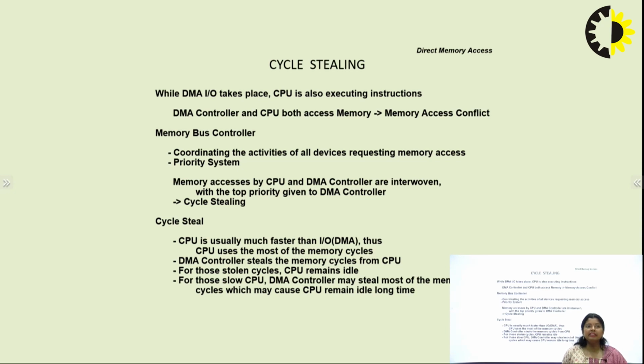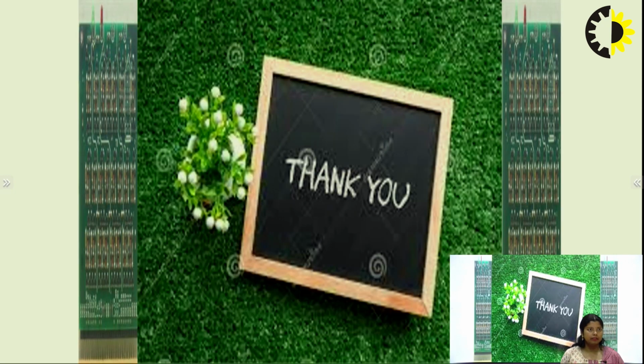Actually, it steals one memory cycle from the CPU so that it can transfer data from the peripheral device to the memory. For a slow CPU, the DMA controller may steal most of the memory cycles, which may cause the CPU to remain idle for a long time. And if the CPU is very fast, at that particular time the DMA only steals one particular cycle.